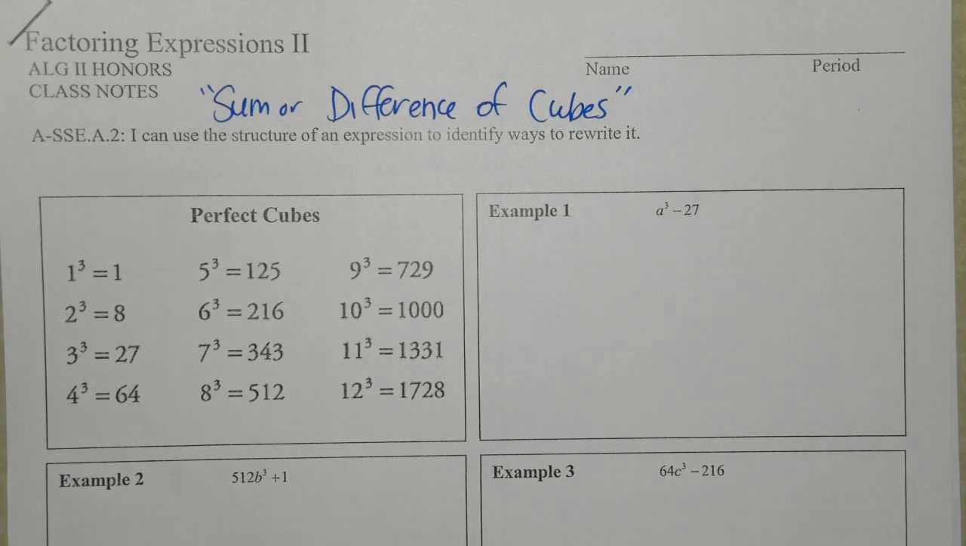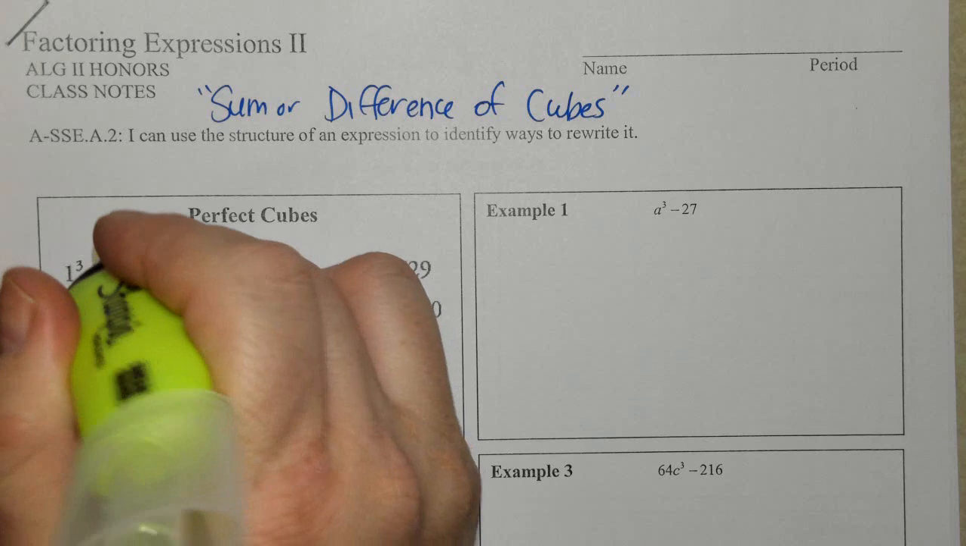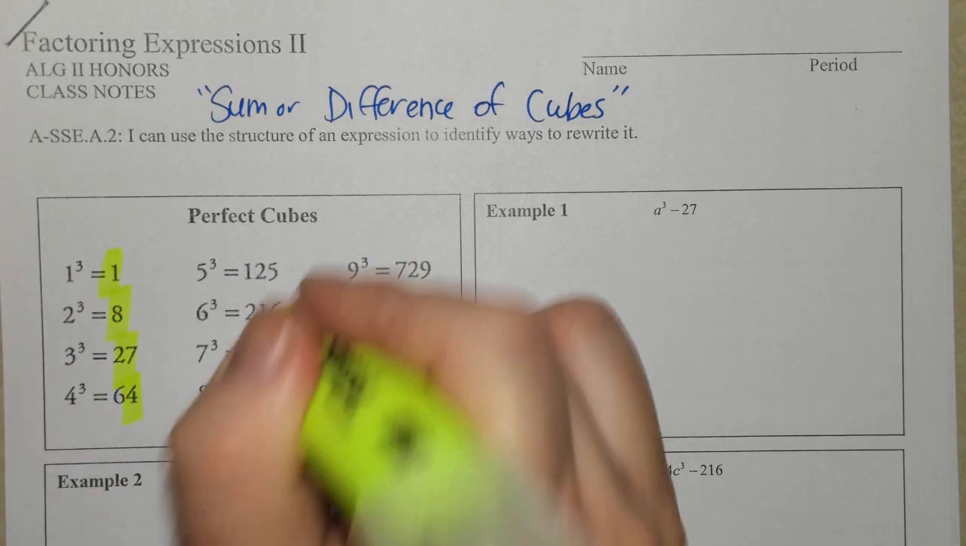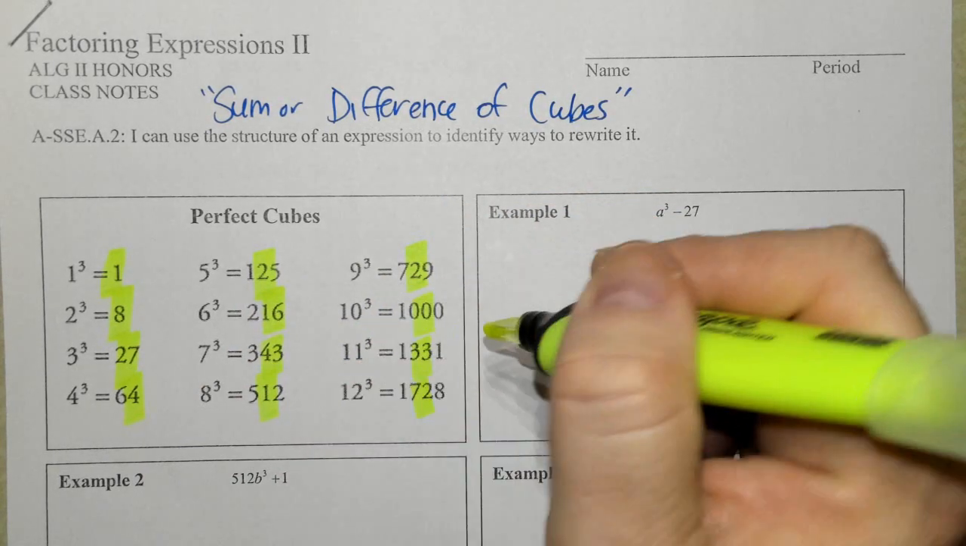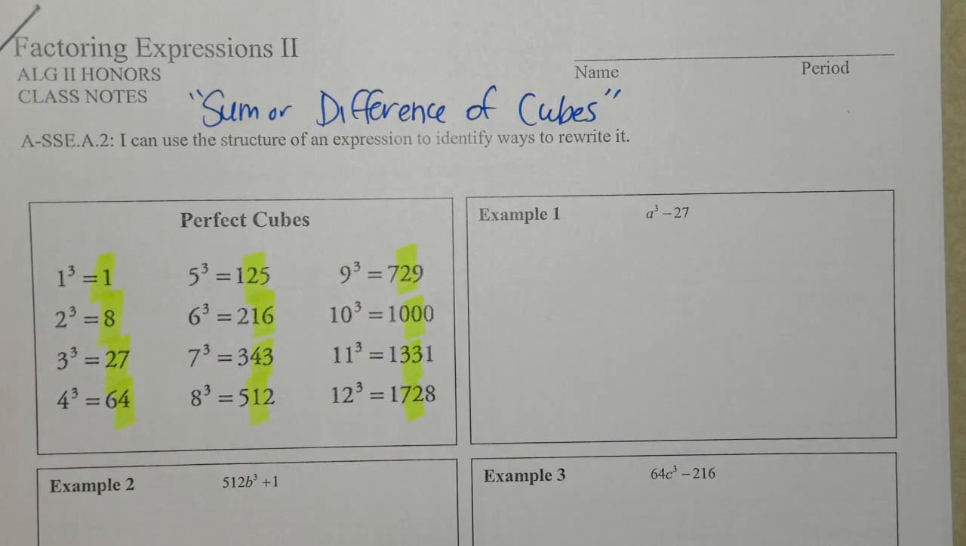Then, just like yesterday, I'd like you to take a highlighter out. You can share it with somebody in your group if you don't have one. And please highlight these perfect cubes. This is something I do want you to have memorized. Please no talking right now. We don't have extra time today. You're welcome to share a highlighter with somebody else. You won't have to use it again.